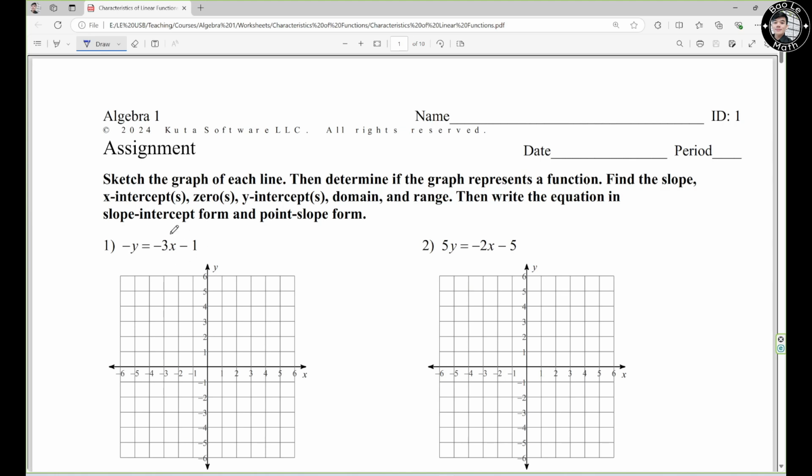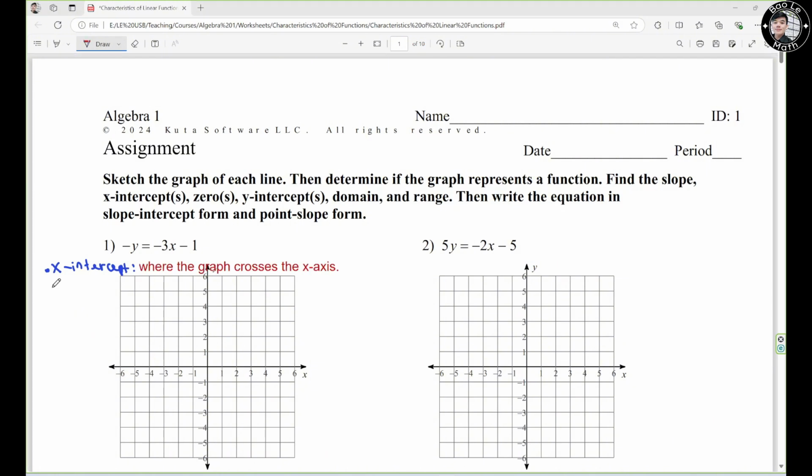In order to get this one, the first step you need to do is to find the x and y intercept. You need to find the x-intercept first. The x-intercept is where the graph crosses the x-axis. In order to find the x-intercept, we need to let y equal 0. So we're going to substitute 0 for y right here.